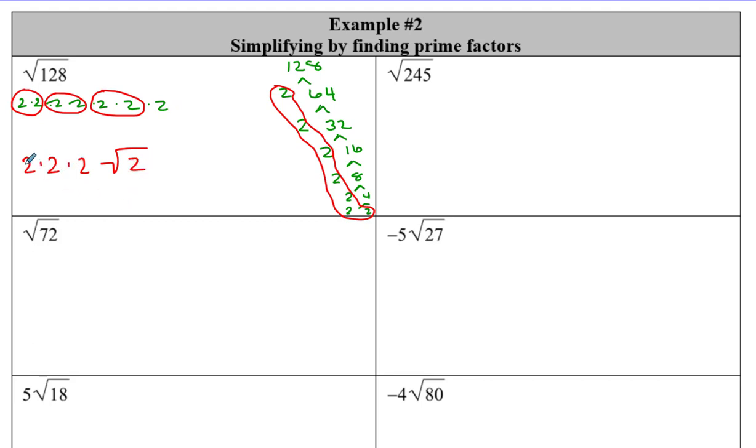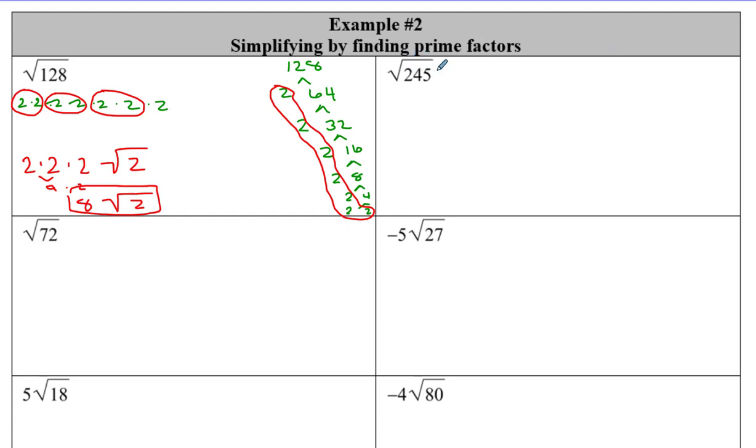And then I want to go ahead and simplify this side. These are all being multiplied, so I got 2 times 2, which is 4, times 2, which is 8. So I'm left with 8 radical 2. Okay, I know this one might be a little bit confusing, but the more we do, the better we get.